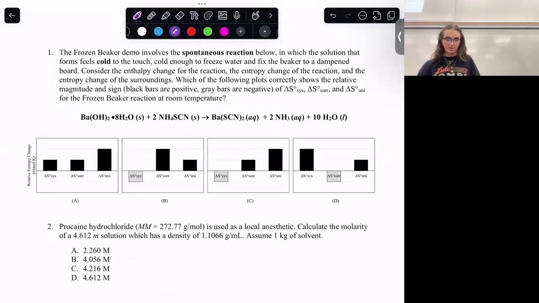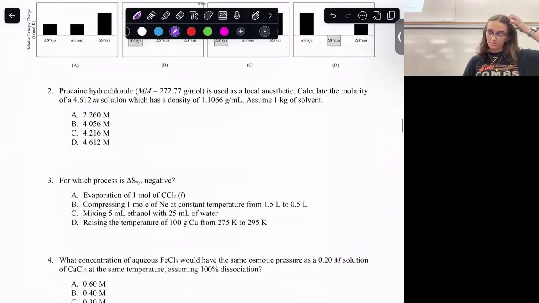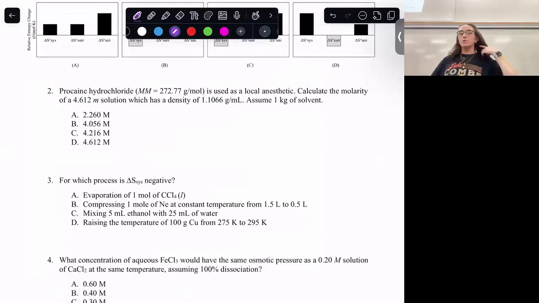Alrighty, so for question 2, we have procaine hydrochloride, excuse me, which is used as a local anesthetic, and we want to calculate the molarity of a 4.612 molal solution, which has a density of 1.1066 grams per milliliter, and we're going to assume 1 kilogram of solvent. Okay, so there's a couple things going on here. Anyone know where to start with this?